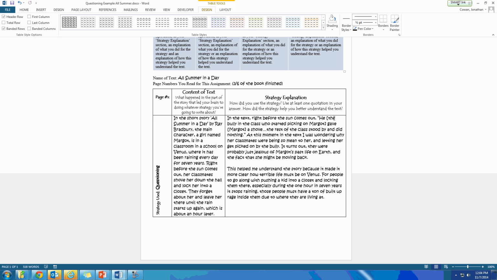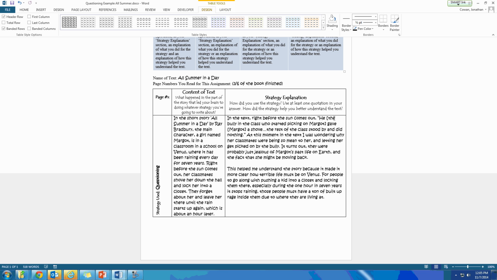At this moment in the text, I was wondering why her classmates were being so mean to her and letting her get picked on by the bully. So that was my question. It's like, why is that happening? Why is everyone just standing by? Well, it turns out they were probably just jealous of Margot's past life on Earth and the fact that she might be moving back. So in this case, for my question, I didn't find an exact answer in the book. Sometimes you will find an exact answer for your question. A lot of times it's just an inference that you make.